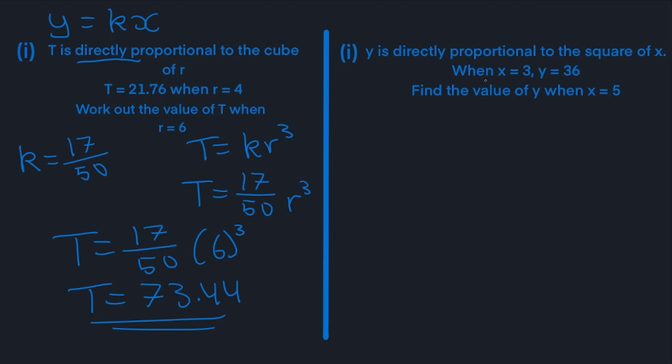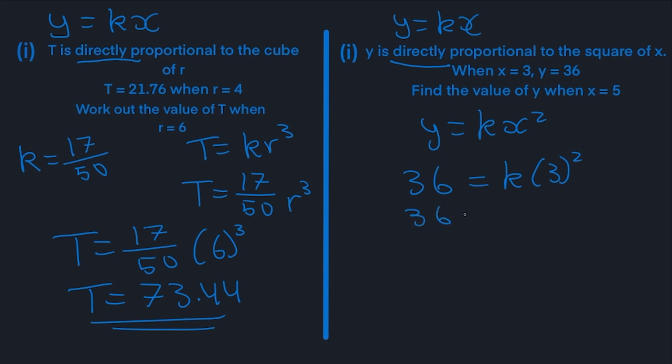Now for this one, we have y is directly proportional to the square of x. When x is equal to 3, y is equal to 36. Find the value of y when x is equal to 5. Again, directly proportional, so it's y is equal to kx. But we have our y being our y and square of x for our x. So y is equal to kx squared. When x is equal to 3, y is equal to 36. Plug these values in. So 36 for y, and we have 3 squared.